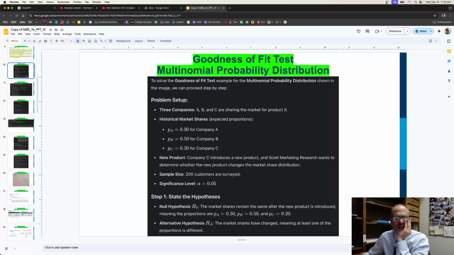To solve the goodness of fit test example for the multinomial probability distribution, now we understand that phrase, shown in the image, we can proceed step by step. So problem setup, there's three companies, A, B, and C, are sharing the market for product X.